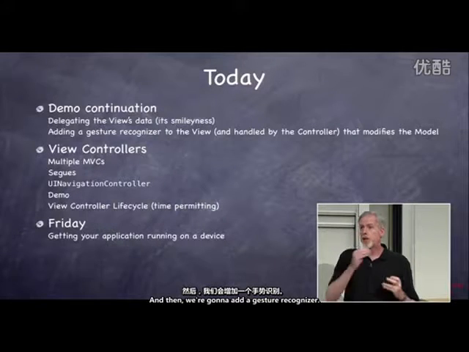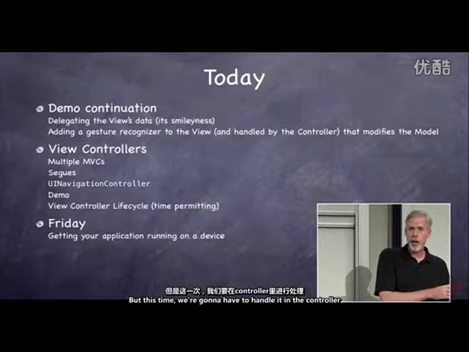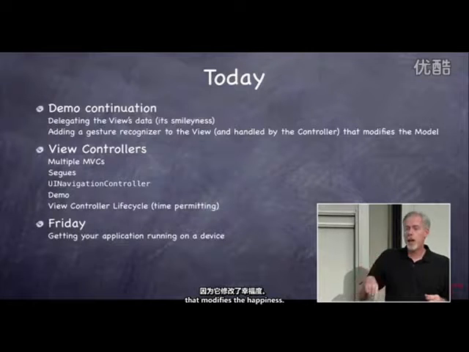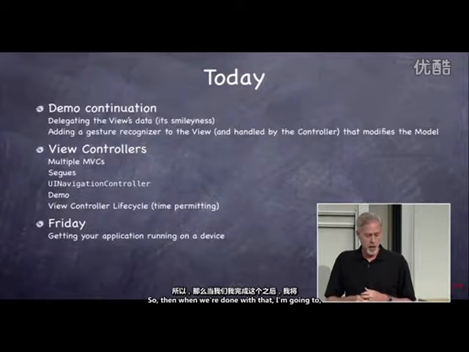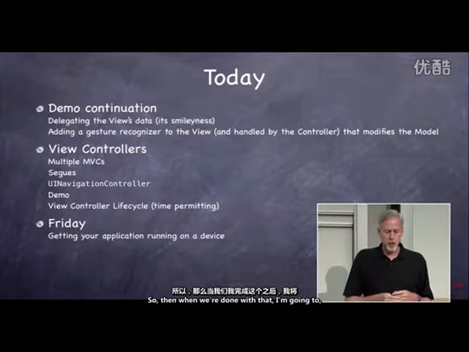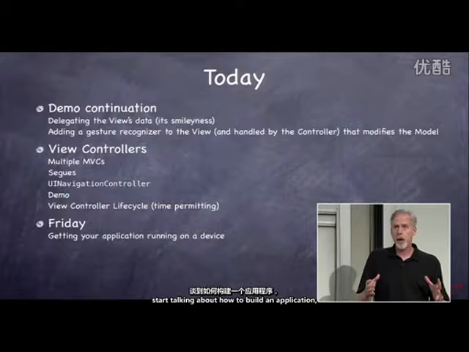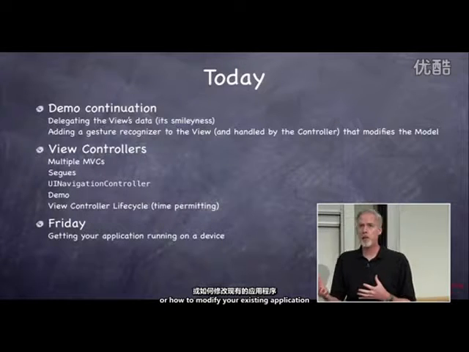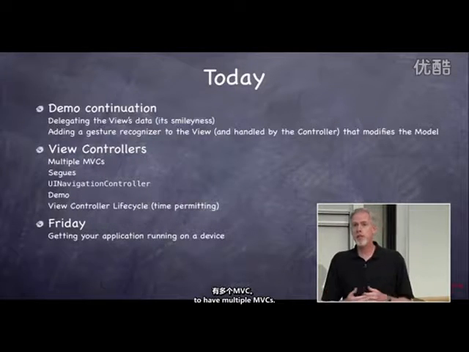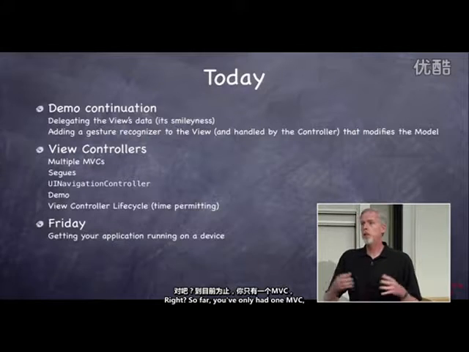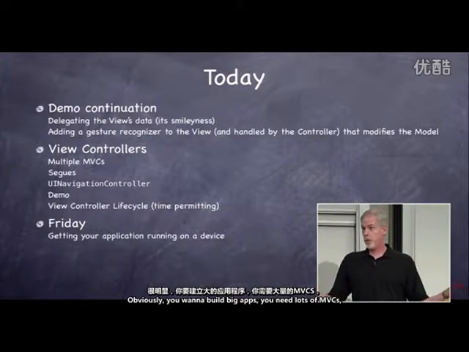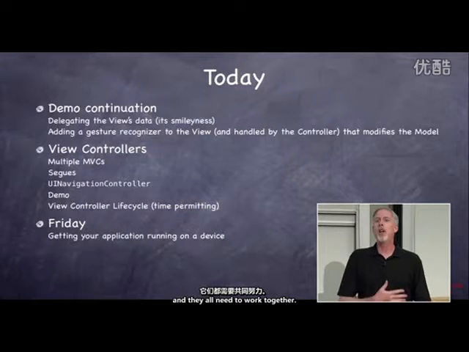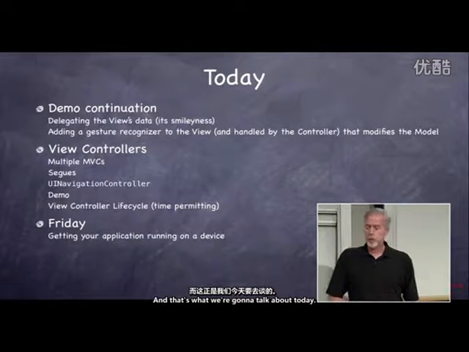And then we're going to add a gesture recognizer, but this time we're going to have to handle it in the controller that modifies the happiness, right? Lets you change your model. So then when we're done with that, I'm going to start talking about how to build an application or how to modify your existing application to have multiple MVCs, right? So far you've only had one MVC, your calculator view controller, that's it. Obviously if you want to build big apps, you need lots of MVCs and they all need to work together. And that's what we're going to talk about today.